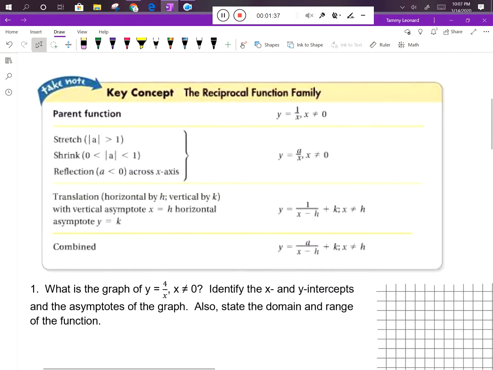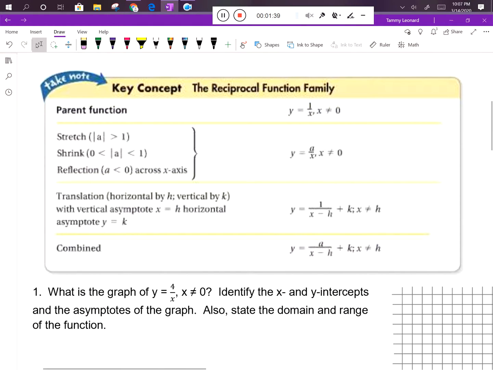There's a summary here that I took straight from your textbook. It's called the reciprocal function family, and we're going to notice a few things. We can have stretches and compresses to reciprocal functions. You'll see those when one changes to some other number. So it's described as a stretch if we take the absolute value of a and that's a number greater than 1. It's considered a shrink or a compression. We don't usually use the word shrink. We usually use the word compression. That would be more consistent with what we've talked about in the rest of this year.